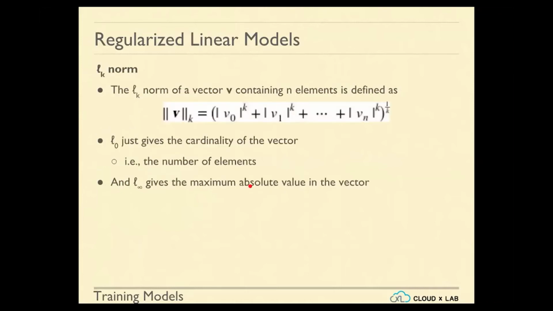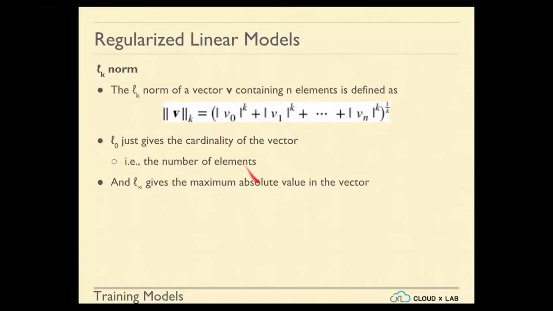Now, as a generalization, there is something called the LK norm. The LK norm is when we are taking a vector and saying v0 to the power k plus v1 to the power k, and so on. L0 just gives the cardinality of the vector, the total number of elements, and L infinity gives the maximum absolute value of the vector. Just as a generalization, you can keep this in mind.